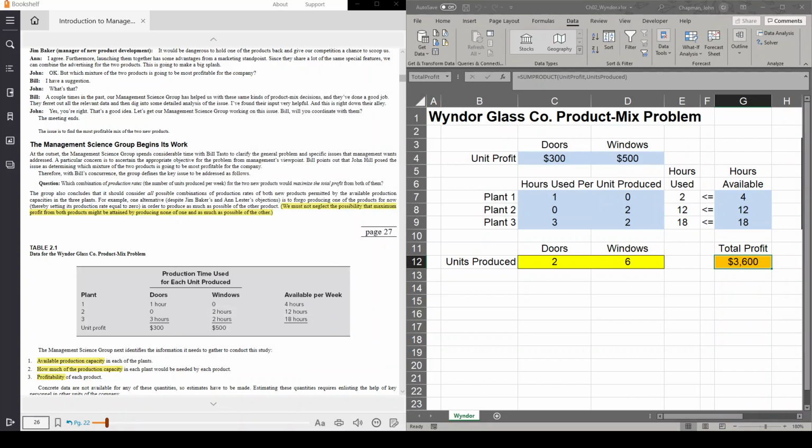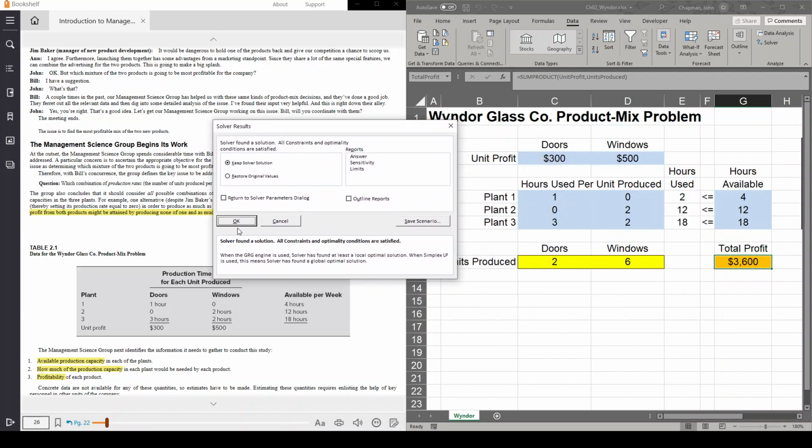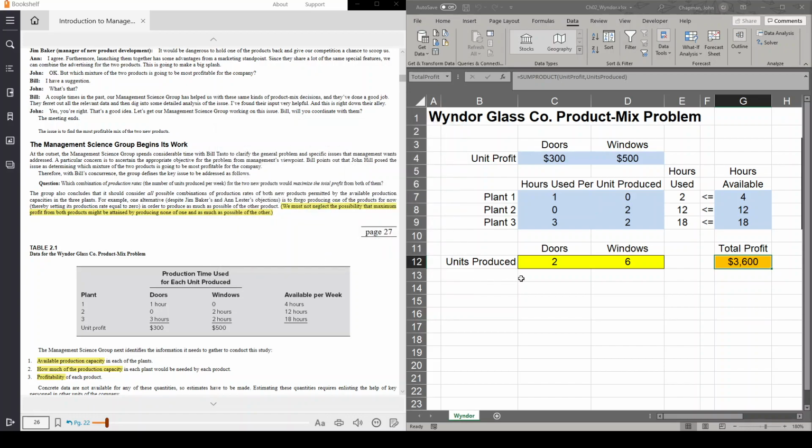And sure enough, this is the optimal. It says Solver has found a solution. We click OK, and that brings us to this. Notice that the doors is 2 and the windows is 6. So this product mix, this is the number of doors and the number of windows produced that fills these constraints. Notice the constraints are valid, right? There's no constraint that has gone over these limits. And this maximizes our total profit.